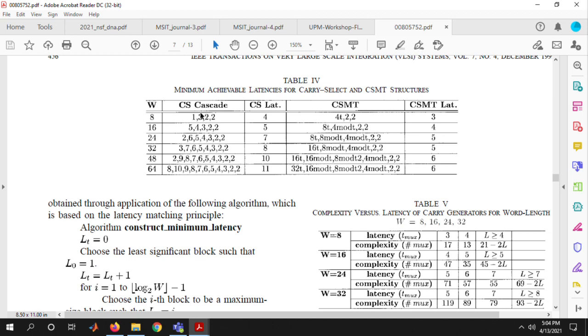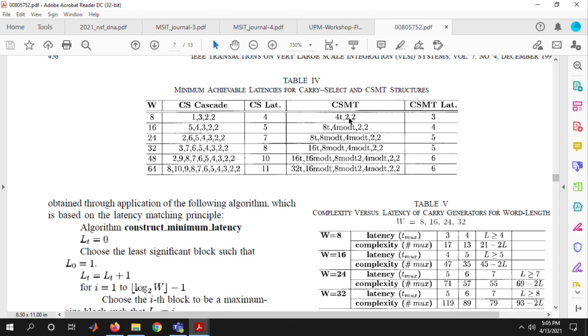This is carry select cascade 2, 2, 3, 4, 5, 6, 7, 8, 9, 10, and finally 8 because I add up to 64 at that point. And the total carry select latency is 11 in this case. How many blocks? 1, 2, 3, 4, 5, 6, 7, 8, 9, 10, 11. If I used carry select modified tree, the first block is simply 2, next block 2, then 4-bit modified tree, 8-bit modified tree, 16 modified tree, 32 tree type, and the latency is reduced to 6.